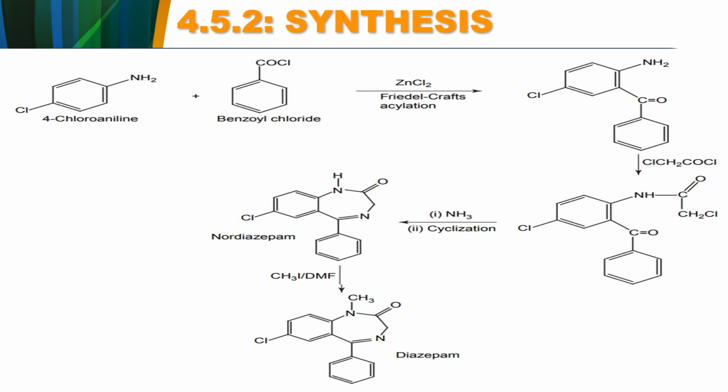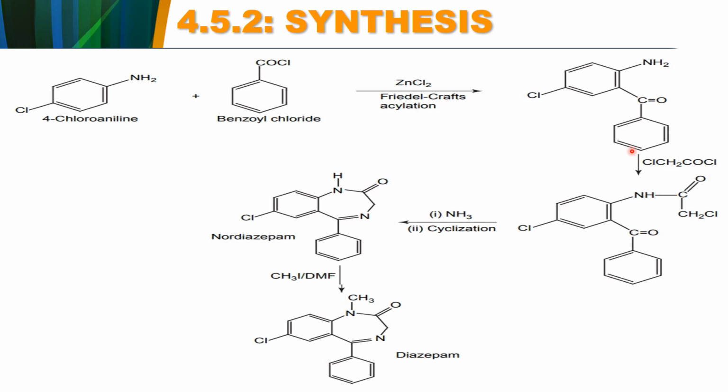Synthesis of diazepam. The starting material is 4-chloroaniline. 4-chloroaniline reacts with benzoyl chloride in the presence of zinc chloride and undergoes Friedel-Crafts acylation. A hydrogen from this position of 4-chloroaniline combines with Cl of benzoyl chloride and is eliminated in the form of HCl, which results in the formation of this compound.